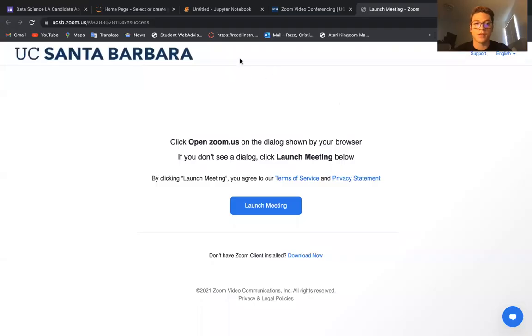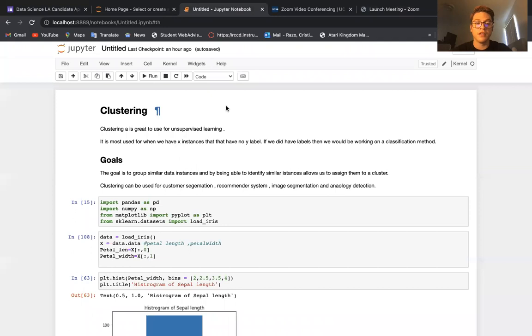So I would like to go into today's lesson. So I will now share my screen. And today's lesson that I would like to talk about is clustering. Clustering is great to use for when we have unsupervised learning. It is most used when we have X instances that have no Y labels.